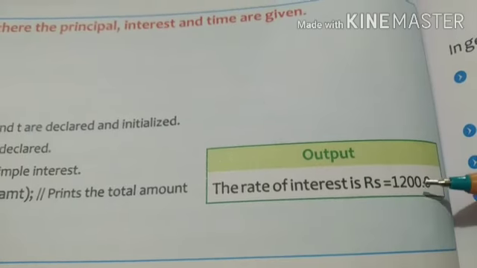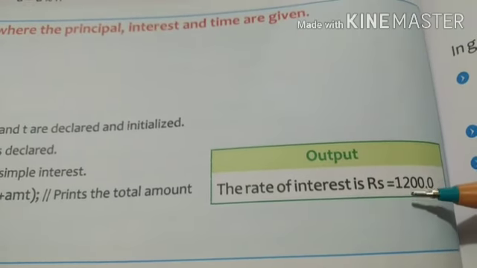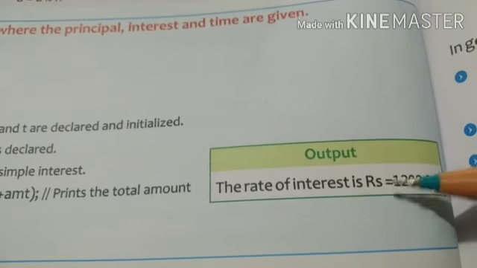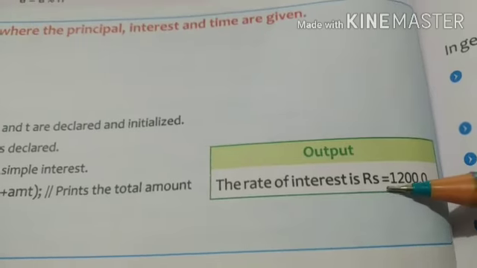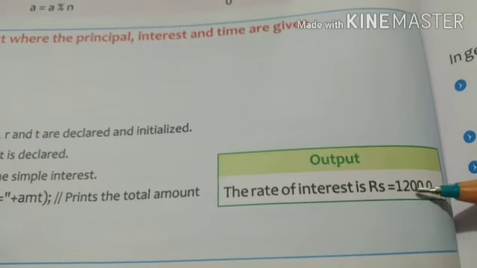Why is it showing 0? Because we have taken it as float. If you take amount as an integer, then it will only show 1200.